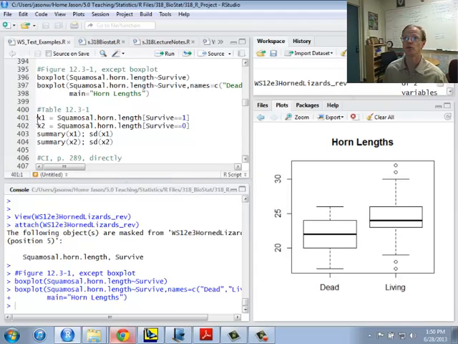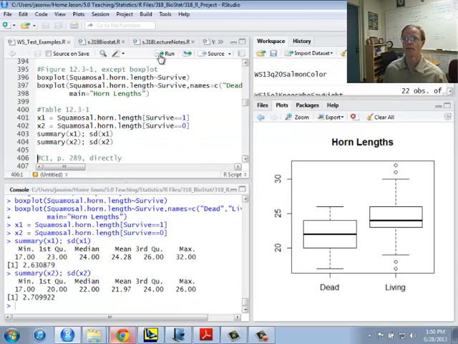Here's the technique to separate the horn lengths of the survivors. The double equal sign is a logical test, so this will give me only horn lengths of the survivors, and then x2 horn lengths of those dead. I'm going to run that whole thing, and doing a summary gives me all the stats I want except standard deviation, so I'm doing that command separately. Semicolon separates the two commands so I can put them on one line and have them both run. Is there a statistically significant difference? Let's do the confidence interval and test to find out.